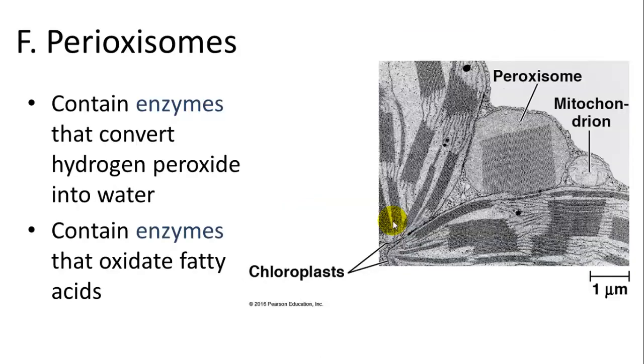Another little vesicle with something in it is called a peroxisome. These have enzymes for converting hydrogen peroxide into water. Hydrogen peroxide is reactive and can destroy different cellular components. So it's needed then to contain and detoxify hydrogen peroxide. It also contains enzymes that oxidize fatty acids, which is important for breaking them apart and to be used for energy.